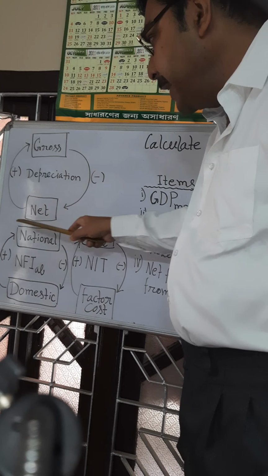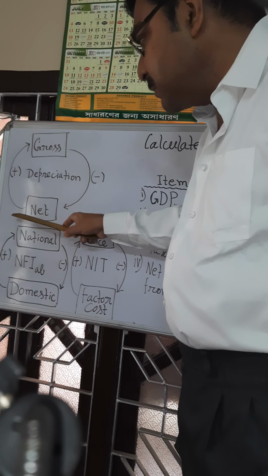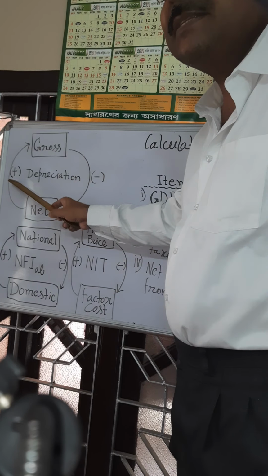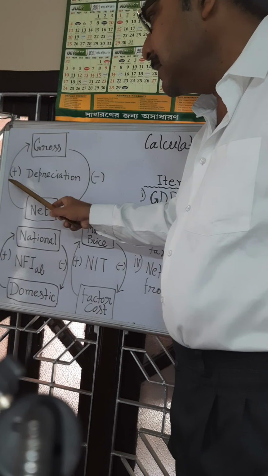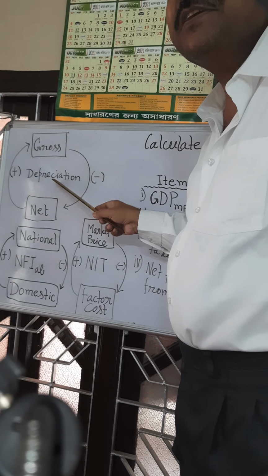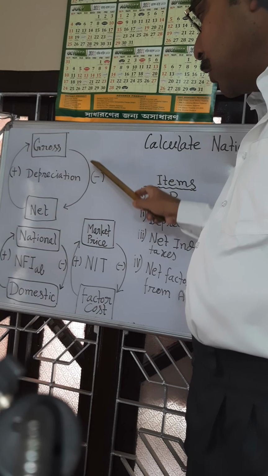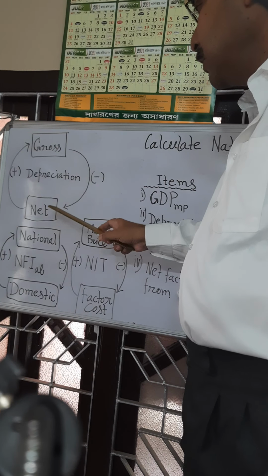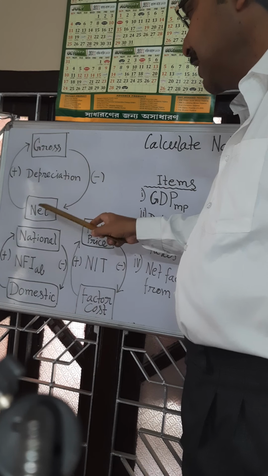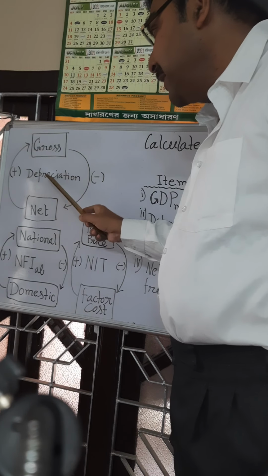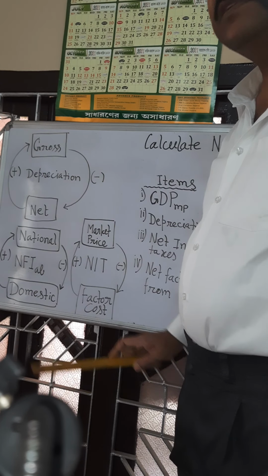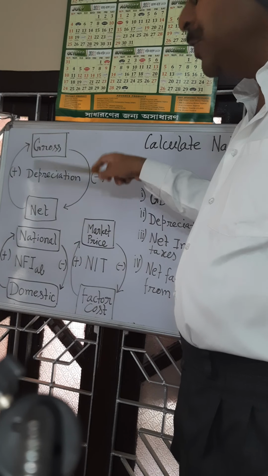Similarly, if you move from net to gross, you are moving from a small term to a big term, you have to add something. Something means depreciation. So keep in mind, whenever you move from gross to net, you are moving below, you have to deduct depreciation. You are moving up, you have to add depreciation. In this way, we can move between gross and net.